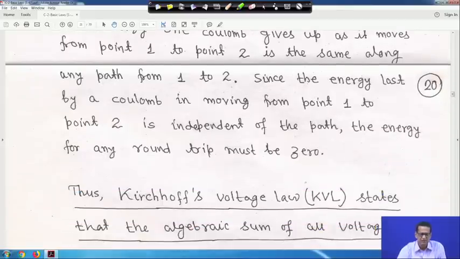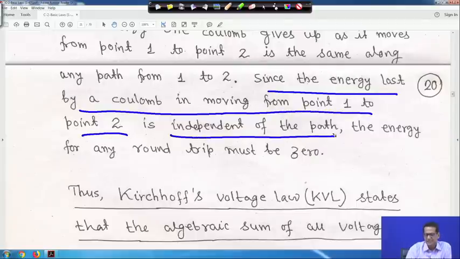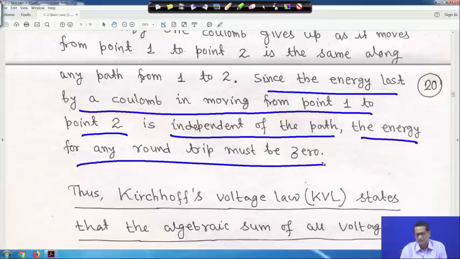Since the energy lost by a coulomb of charge moving from point 1 to point 2 is independent of the path, the energy for any round trip must be equal to 0. This follows from the conservation of energy.